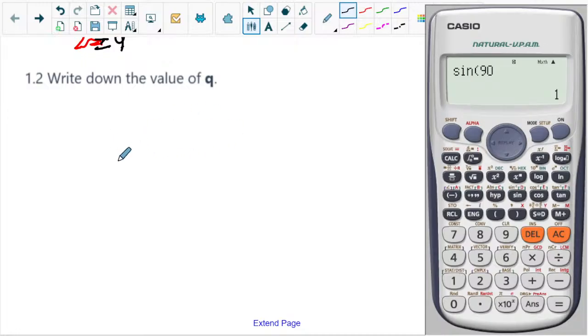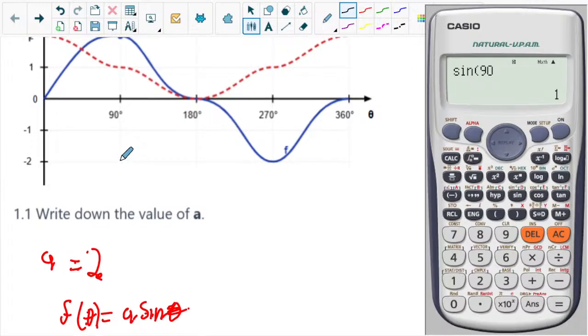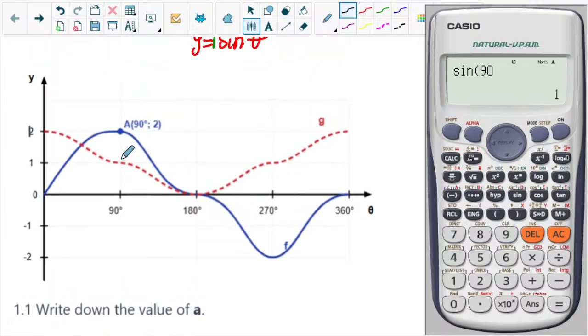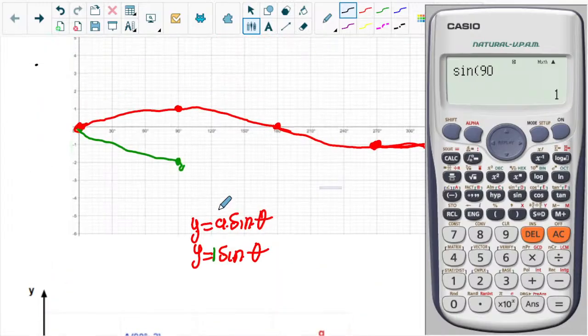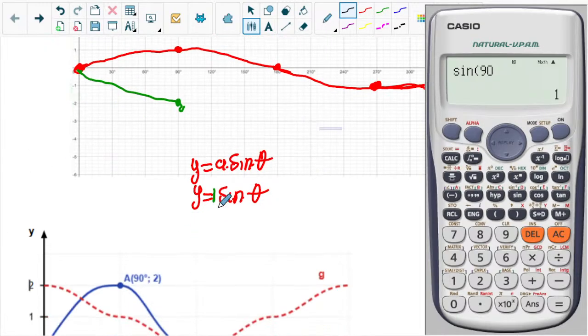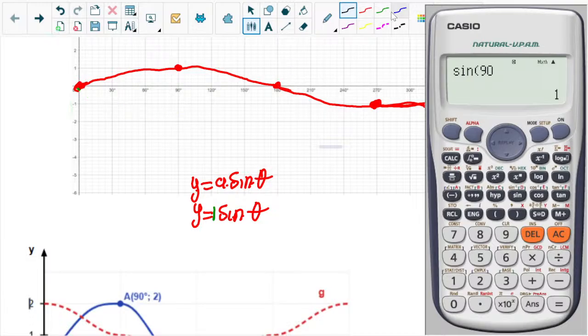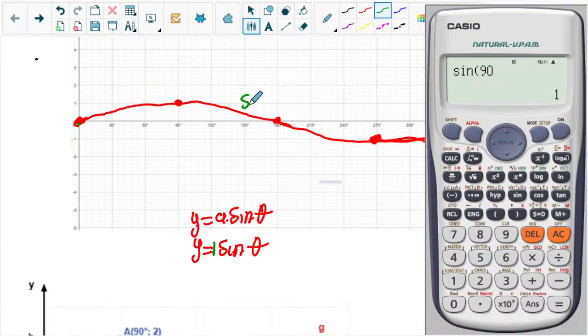Write down the value of Q. Okay, we can do exactly the same thing. Go to the master graph, or we can do it like what I just showed you. Now you should be careful. It's going to work on the first quadrant. They can be negative, they can be positive. So we are going to use values that are in the first quadrant. First quadrant means the one of the cosine graph.